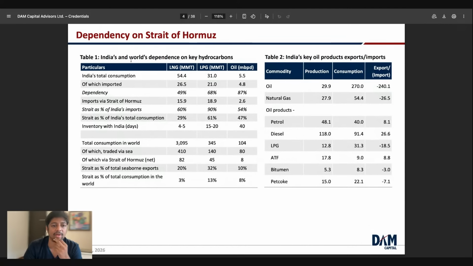Yeah, so this is one very important thing: India's dependency on the Strait of Hormuz, right? As we all know, India is a massive importer of oil and LNG, and most of it used to come via the Dahej plant and via Petronet. Now, if you look at this, India's total consumption is 54, out of which imported was 50%. LPG is 68% import, and oil is 87% import.